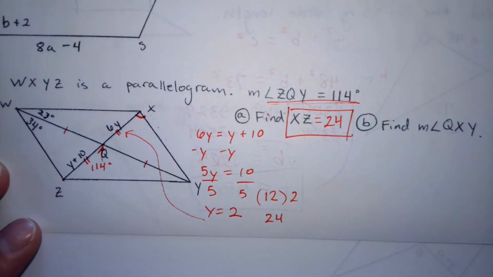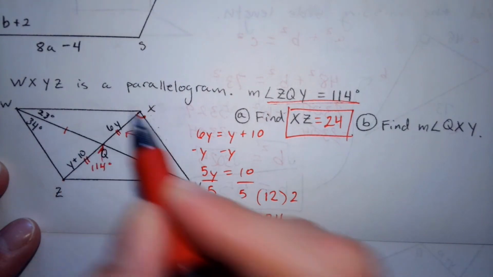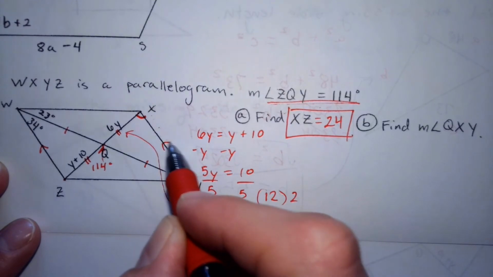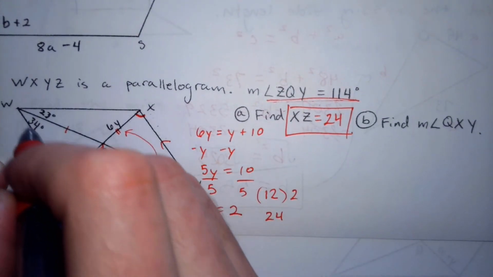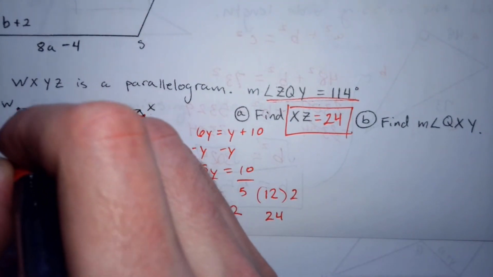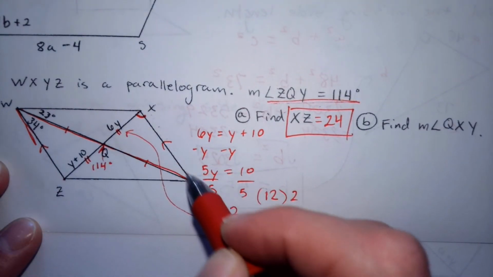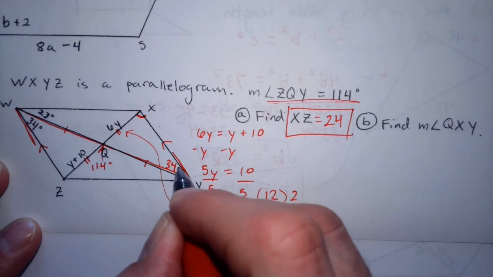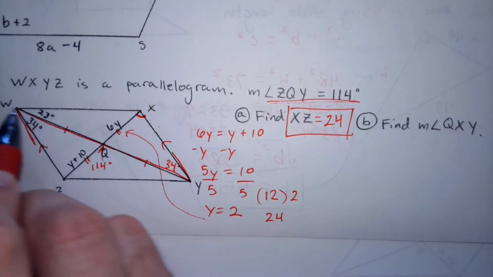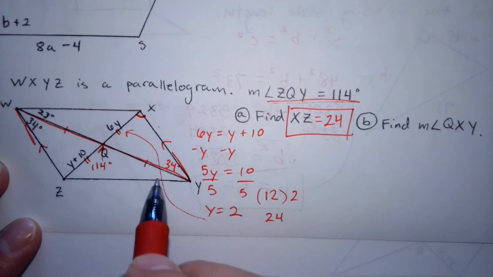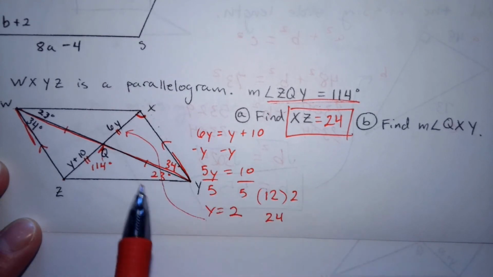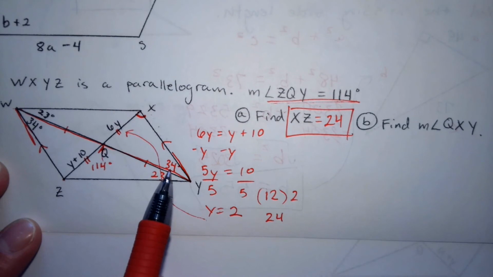We have to remember that this is a parallelogram. So these are congruent, and I get alternate interior angles. So this is 34. And that means this, if I did this part, I get alternate interior angles. This is 23. I don't need the 23, but I will need the 34.